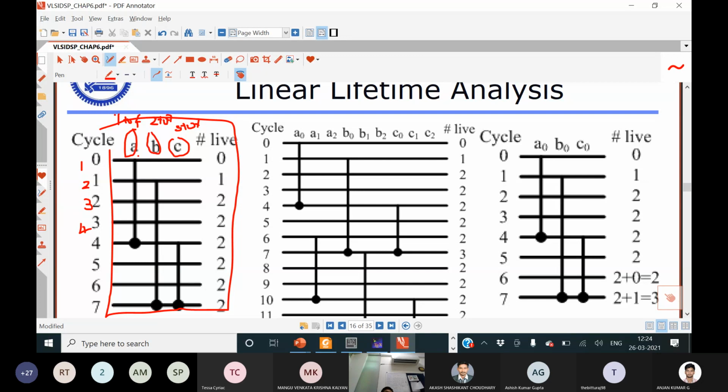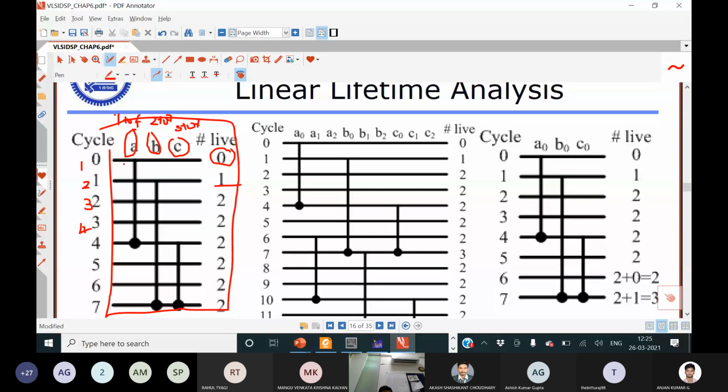This A, B, C you can talk of as a variable, or maybe as a register, because ultimately in order to store this you require one register. So for A, B, C, now I will find out for one particular clock cycle how many active registers there are. At the 0 clock cycle, it is 0. Now at one clock cycle, you observe that there is one variable which is active.